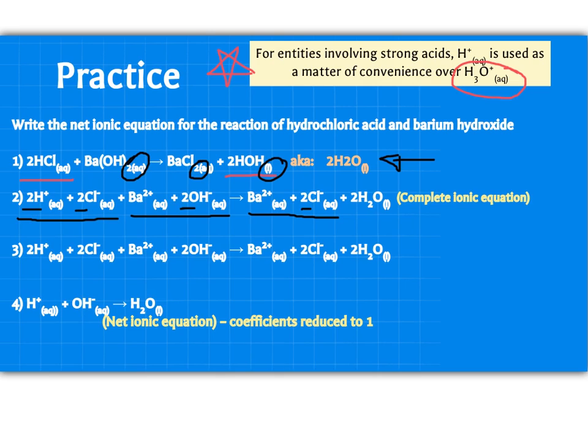In our third equation here, what we're doing is canceling out our spectator ions. So our spectator ions here, we have 2 chloride ions on the left, 2 chloride ions on the right, barium 2+ on the left, and barium 2+ on the right. And those 4 things that I just crossed out are our spectator ions, which means they're not changing in the reaction. Our net ionic equation from this would be 2H+ plus 2OH- goes to 2H2O. However, because they're all 2's, we are going to reduce that, and we're going to end up with H+ plus OH- goes to water.